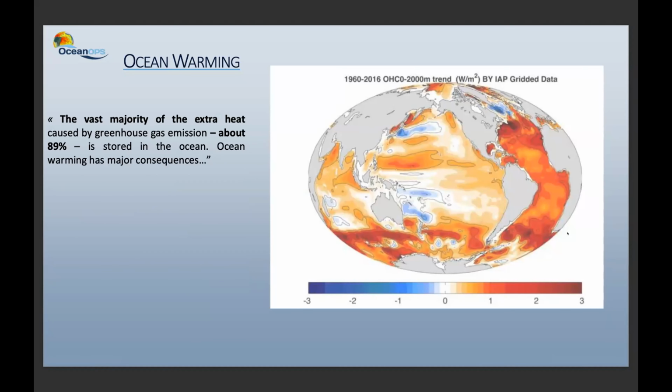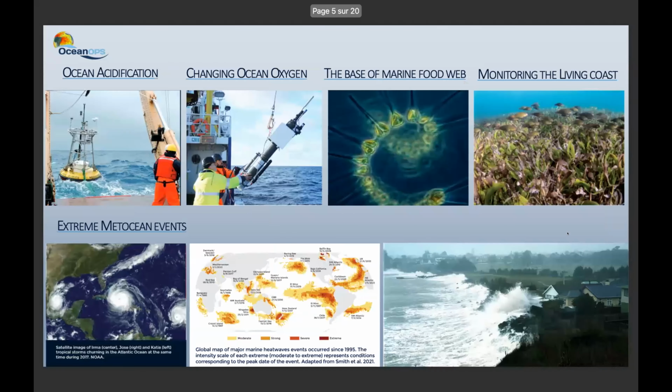The second impact, or consequence, of human activity is ocean warming. You certainly know that the vast majority of the extra heat is absorbed by the ocean and stored in the ocean layer. These two phenomena have very major consequences that I try to summarize in this next slide.